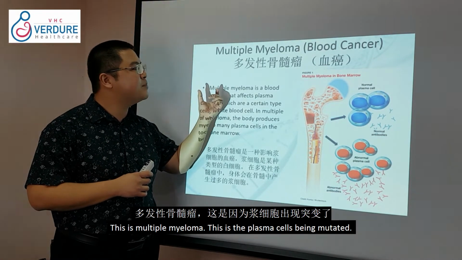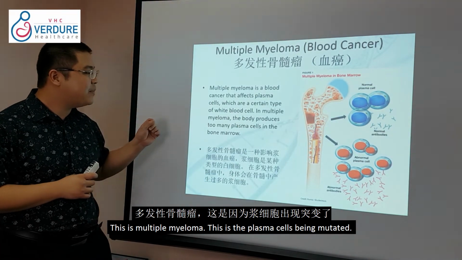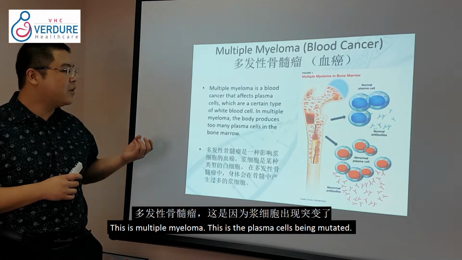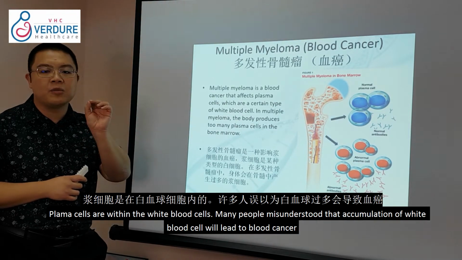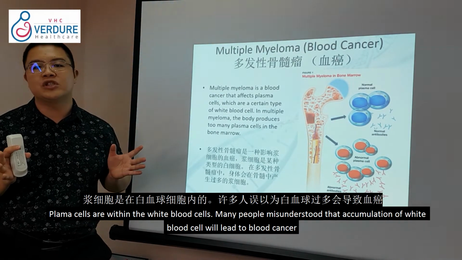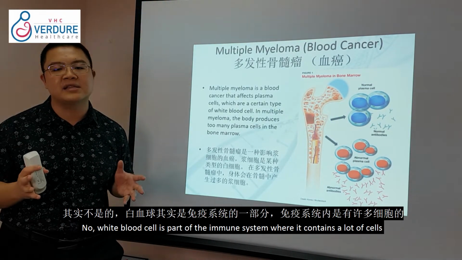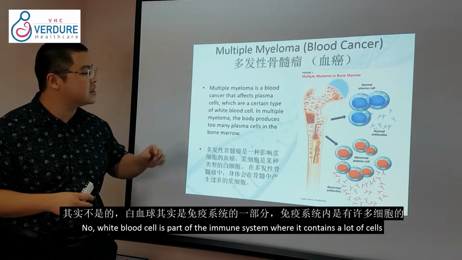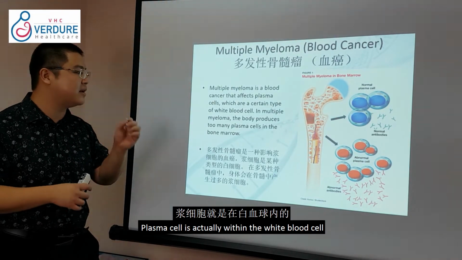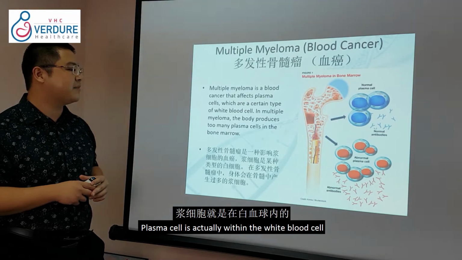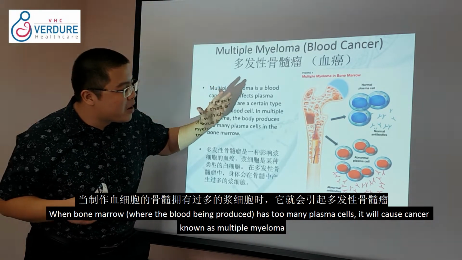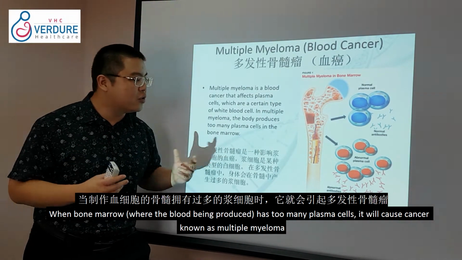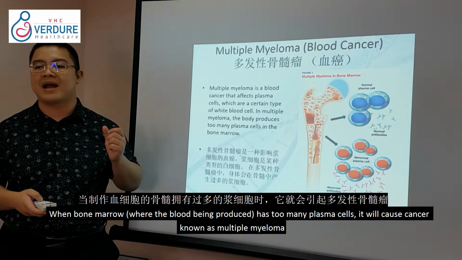So this one is multiple myeloma. What happens is that the plasma cell is being mutated. Plasma cells are within what we call the white blood cells. Many people misunderstand that when white blood cells build up, they become blood cancers. No, the white blood cell is a part of the immune system whereby there are lots of cells. Plasma cell is just one type within the white blood cells. So when the bone marrow, where blood is produced, has too many plasma cells, it will cause a cancer, and this is called multiple myeloma.